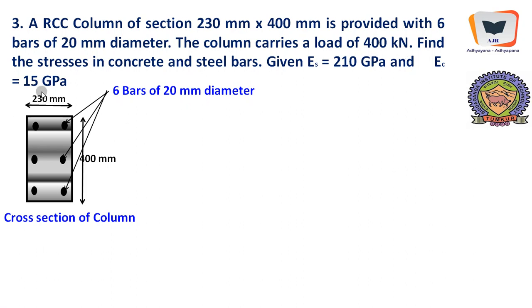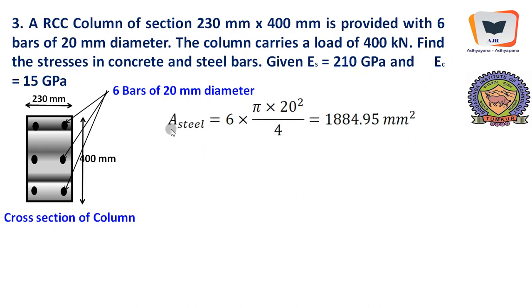This is in relation to the previous problem. This can be said to be an economical design. We have placed only steel rods to take up the necessary tension that would develop at the periphery due to buckling of the column or due to bulging of the column. Find the stresses in concrete and steel bars. Given the elastic modulus of steel is 210 GPa and the elastic modulus of concrete is 15 GPa.